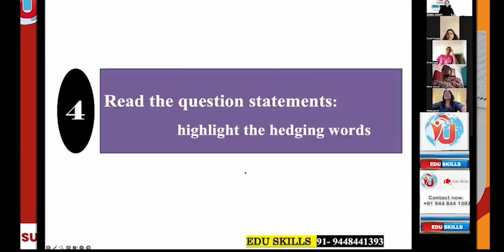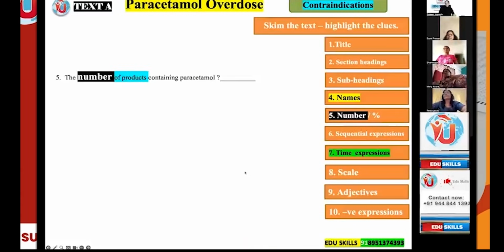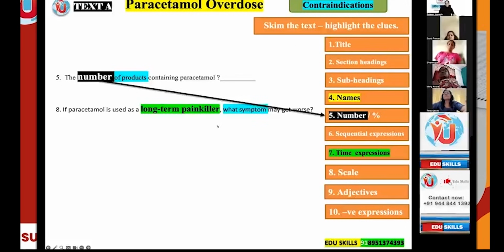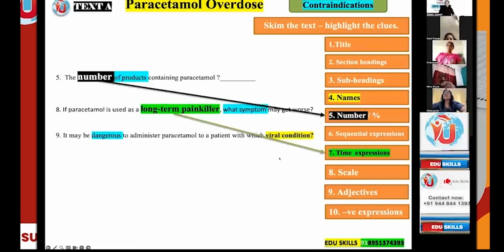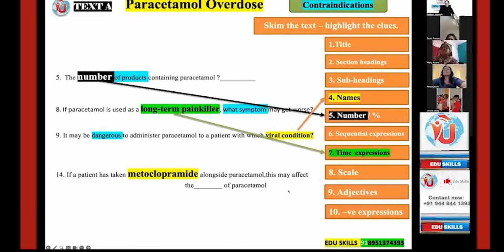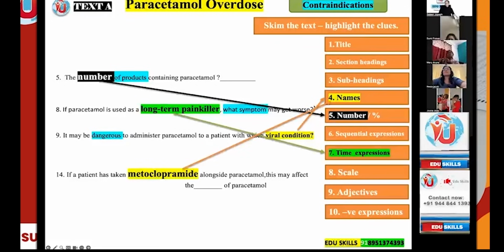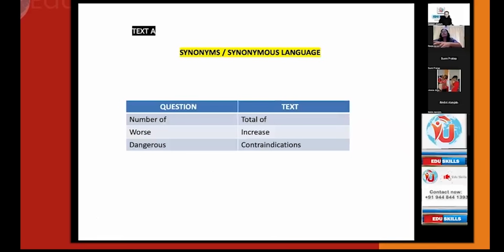Read the question statements, highlight the hedging words. What is the hedging word? Number of products is the phrase. Number is the hedging word. Now, what is the hedging word? Long-term painkiller. And also, what symptom? The time expression leads to clues. What symptom is going to be the answer? Viral condition, name, again asking for the name of a condition. And now you have again here the name of a medicine. Got it? Hope you got an idea.